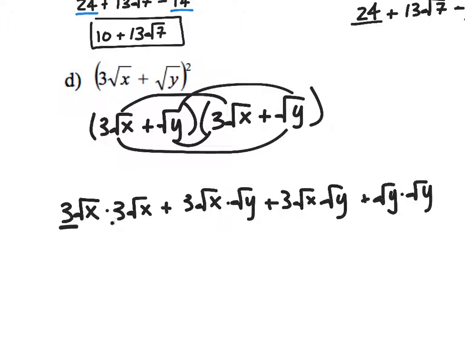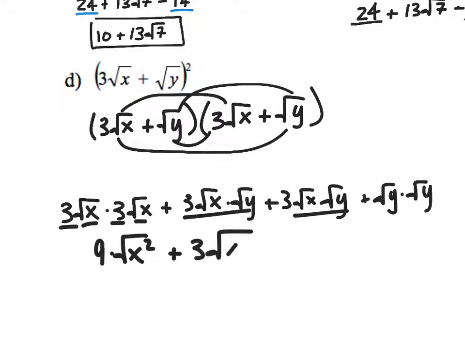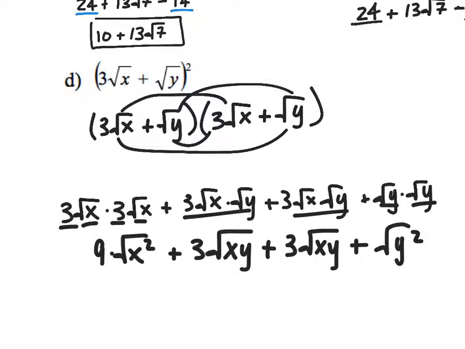So I've got 3 times 3, which is 9, times square root of x times the square root of x is the square root of x squared. Okay, now what I'm going to do here is I'm going to combine these. Okay, we're going to have like terms here. I'm going to do plus 3 times the square root of xy plus 3 times the square root of xy. And then plus square root of y times the square root of y is going to give me square root of y squared. Okay, so now, all right, I got 9 times the square root of x squared.